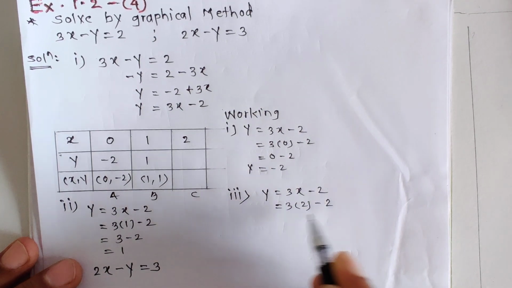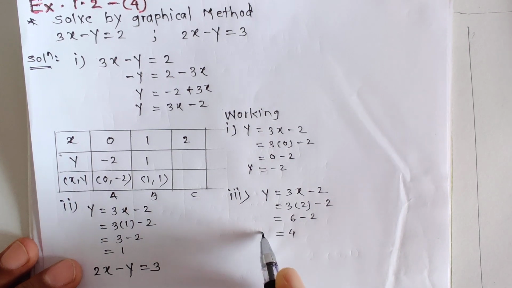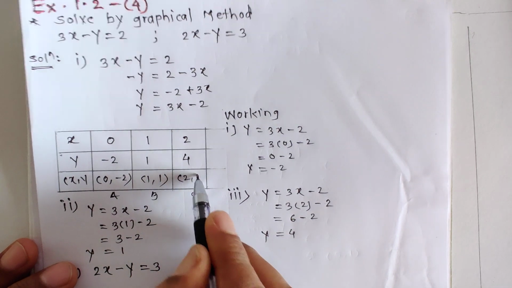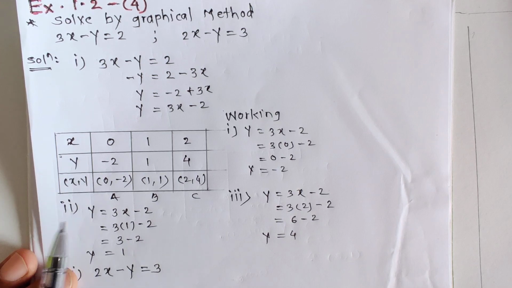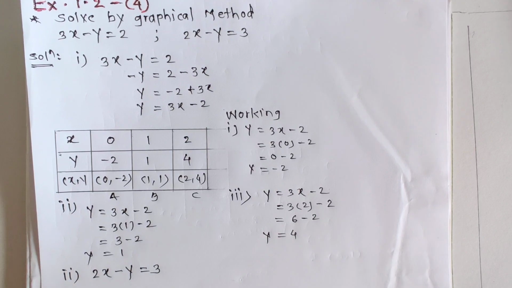3 into 2 minus 2. 3 2s are 6 minus 2. We get 4. So y is equal to 4. So 2, 4. These are the coordinates of the third point. So in this way, for the first equation, we get 3 points and their coordinates.